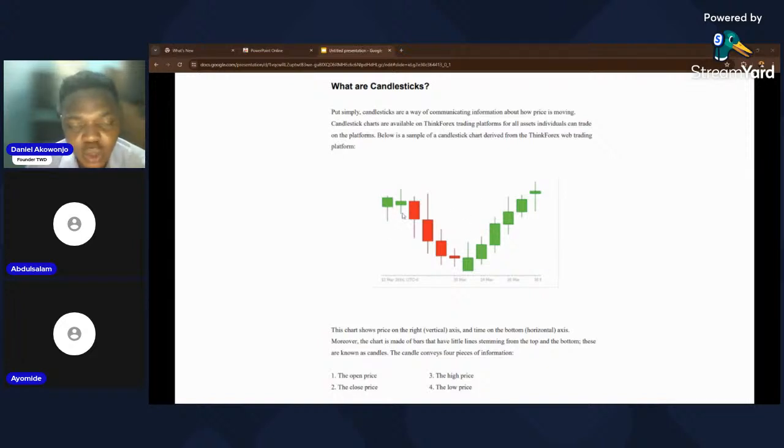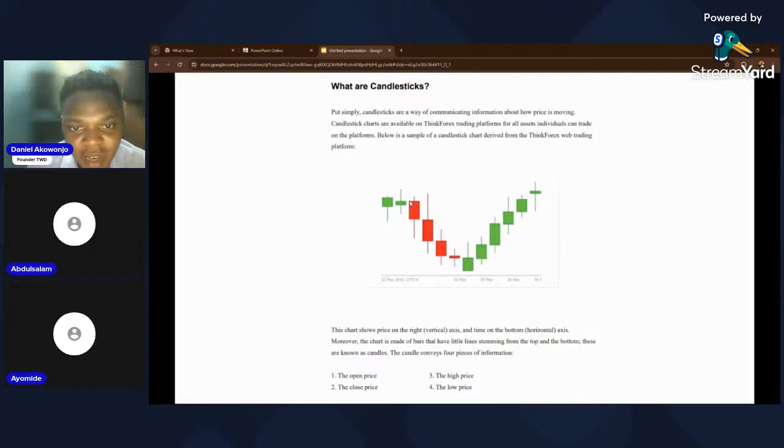Now let me make this clear to you. Look at this red candlestick right here. I hope you guys can see my screen clearly. This red candlestick is showing me when price opened and when price finished. Let's imagine a 1 minute candlestick. After 1 minute, there will be a change, and the next candlestick will be formed.